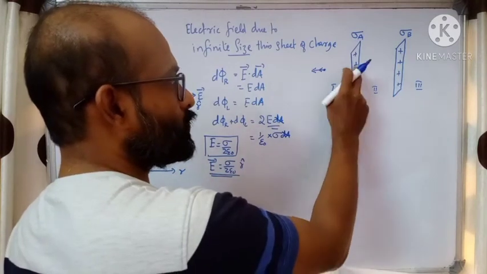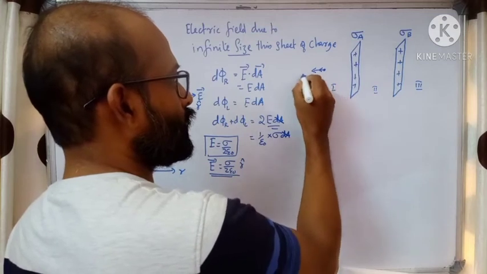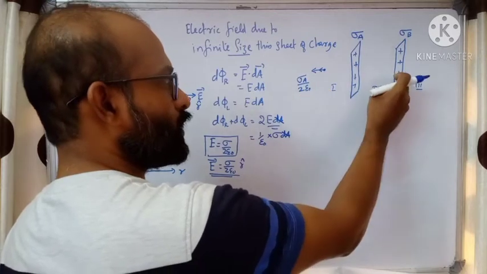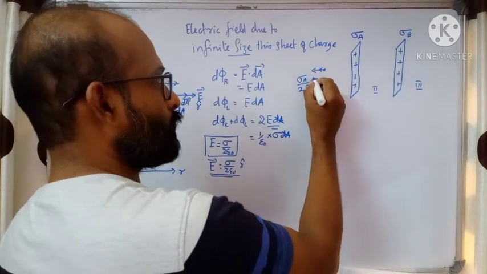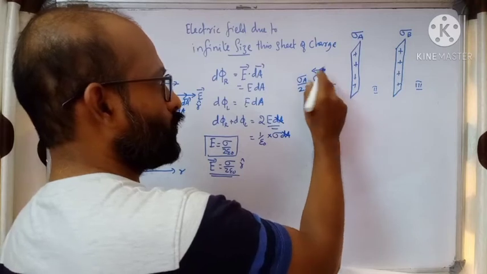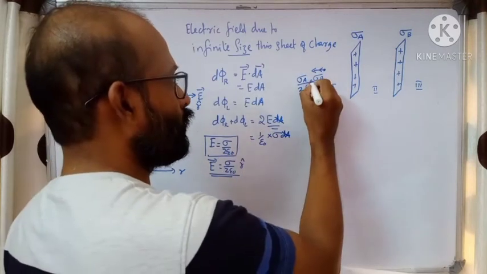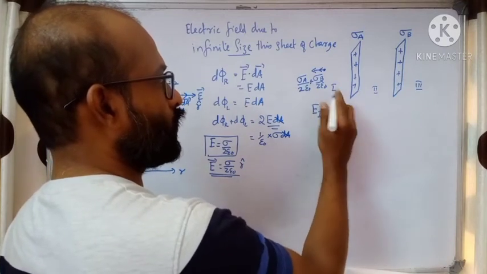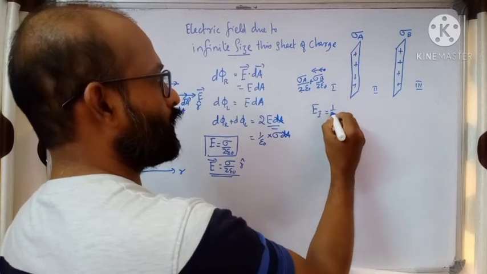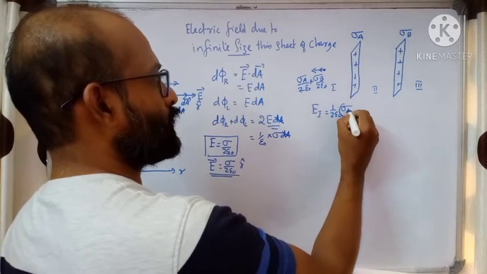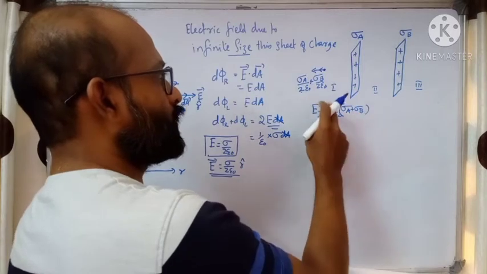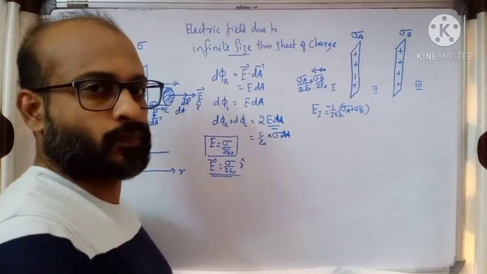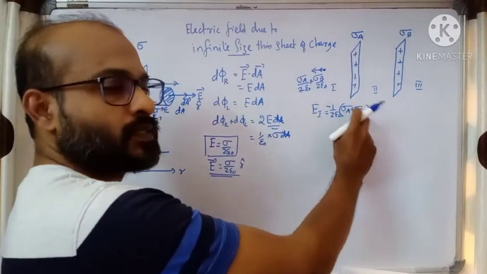What is the field due to the first sheet? The first sheet will produce a field sigma A by 2 epsilon 0. This sheet also produces a field, sigma B by 2 epsilon 0. The two fields are in the same direction. What's the net field? We need to add them. So in region 1, the net field is equal to 1 by 2 epsilon 0, which is common, times sigma A plus sigma B. Since this net field is towards the left side, to indicate direction, we can put a negative sign also: minus 1 by 2 epsilon 0 times sigma A plus sigma B.